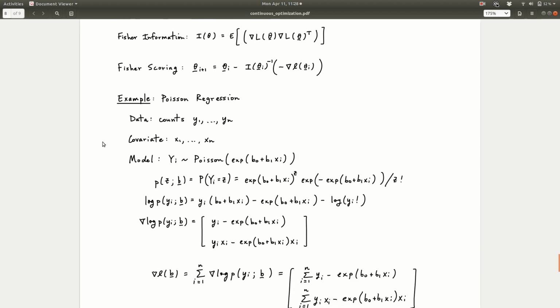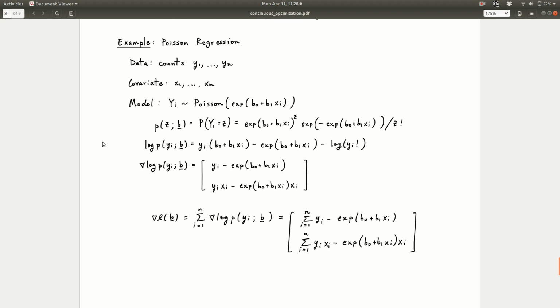The example we're going to do here is Poisson regression. So this is just like regular regression, except we're going to model the responses not as normal, but with a Poisson distribution. And the log of the mean of the Poisson distribution is going to be a linear function of a covariate. So our responses are counts for the Poisson, y1 up to yn. So these are non-negative integers. We have one covariate in this example, although you could have multiple covariates. And our model is the following.